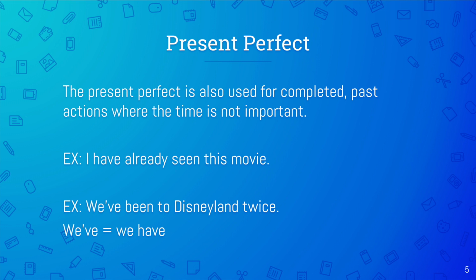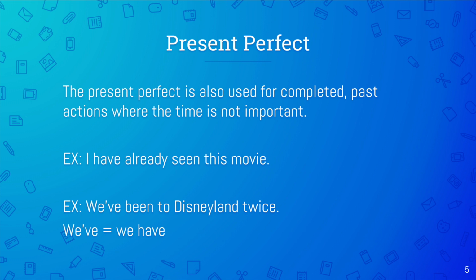Another important way that you need to know how to use this tense is for completed past actions. So it's already finished, but the time, so when this action happened, is not important. It doesn't matter. For example, I have already seen this movie. The important thing here is that I've seen it. It's not important when I watched it. It could have been last week or last year. Doesn't matter. The point is, I have seen this movie.